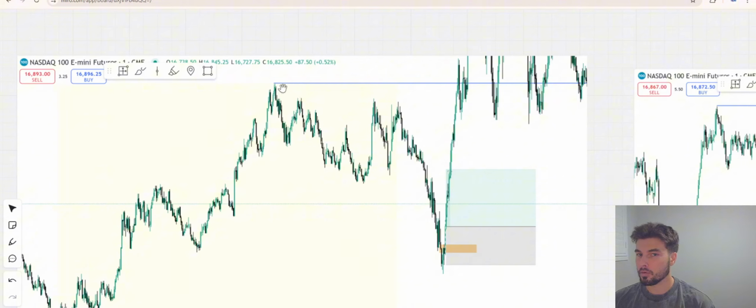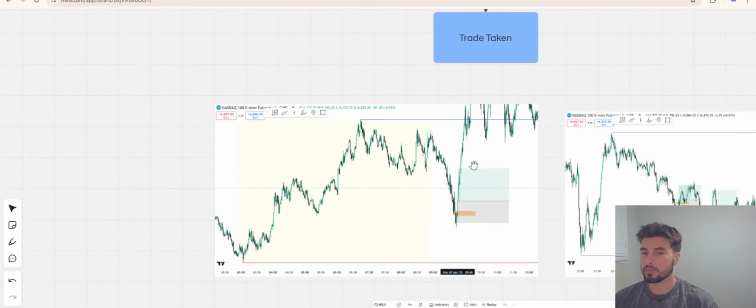We make sure we've got relative equal highs, in this case, accumulation, to target. They're both the same thing. That's low resistance, that's good liquidity to target. And we ride it a 1-to-1. If you want to hold a runner, you can hold a runner. But purely the scalping model is 1-to-1s, 1-to-1.25s, something of that nature.